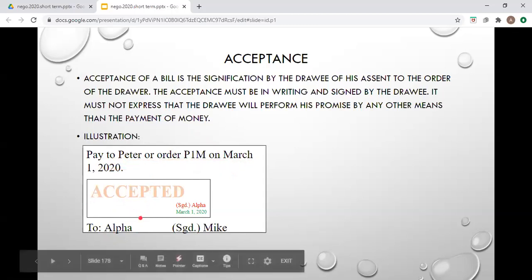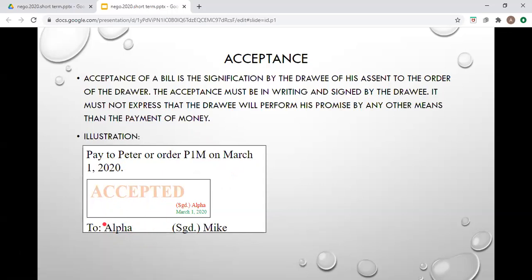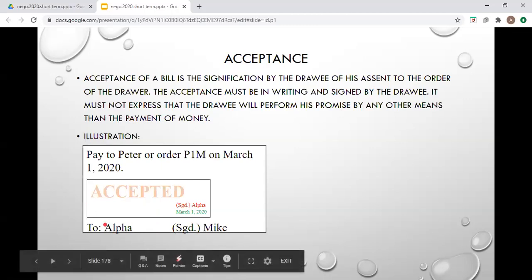But if Alpha now, sinabi niya dito, accepted for 100,000, then 100,000 is what we call now as the tenor of his acceptance. That is the amount that Alpha wants to pay in the instrument. Ang tawag naman sa ganun na klase ng acceptance na ginawa ni Alpha is what we call as qualified acceptance, which we will discuss later.